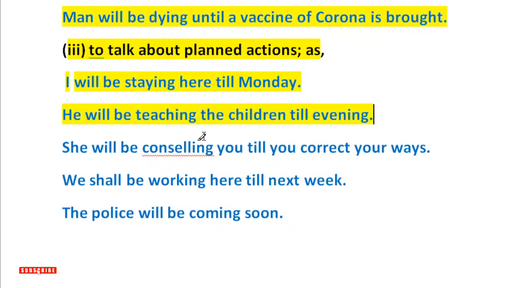See the pattern: subject, shall/will, then have, then verb three, the third form of verb, that is past participle. So subject, shall/will, then have, then past participle of the main verb. Examples are affirmative sentence, negative sentence, interrogative sentence, and negative interrogative.